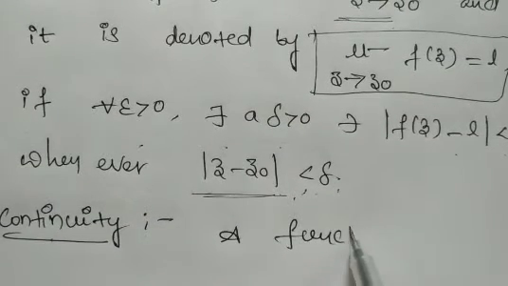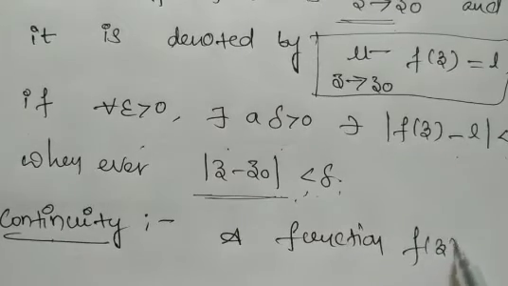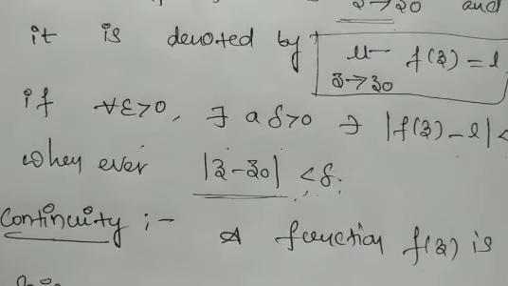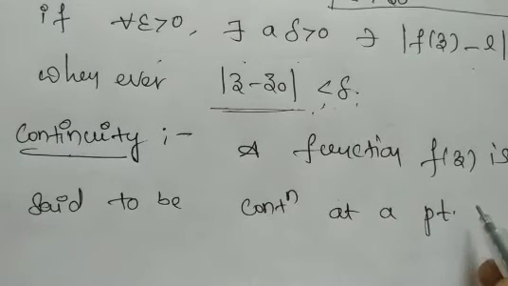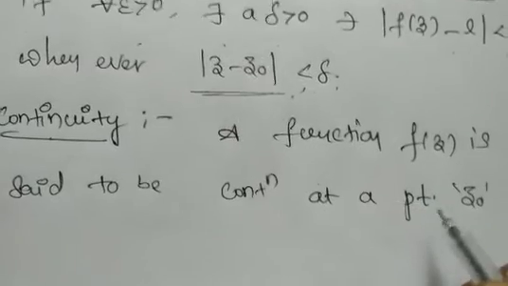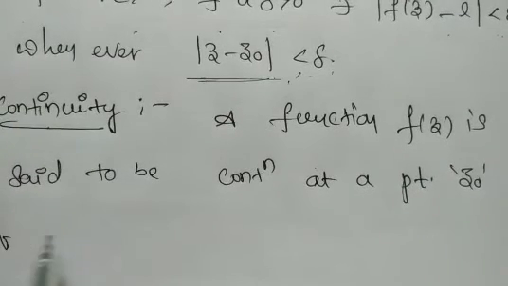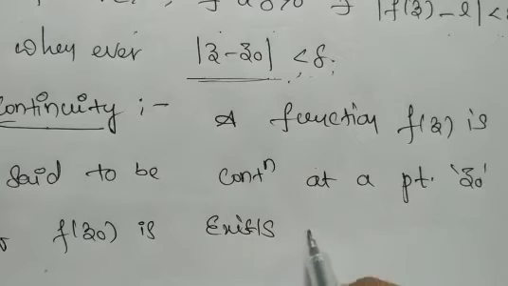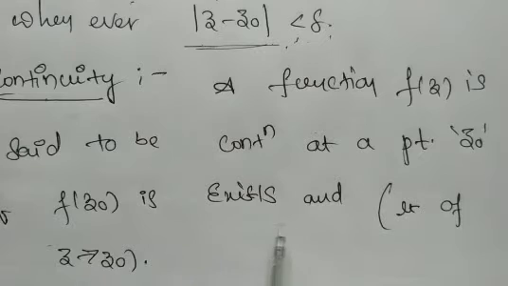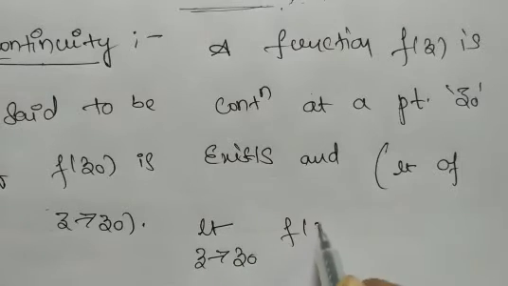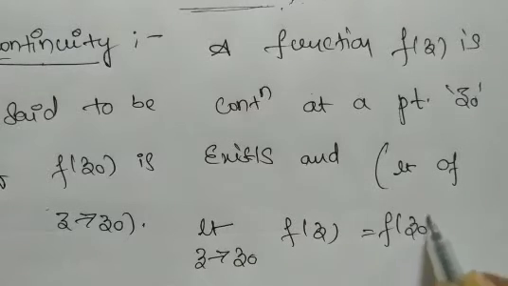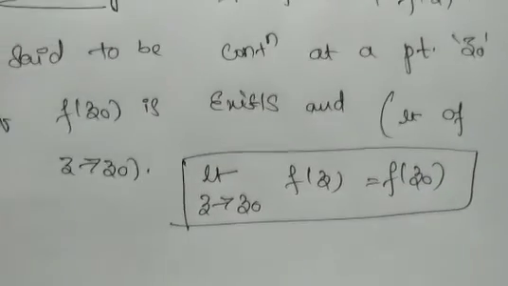A function f(z) is said to be continuous at a point z naught if f(z naught) exists and the limit as z tends to z naught of f(z) exists, which can be written as limit z tends to z naught f(z) equal to f(z naught). So this is the continuity of a function.